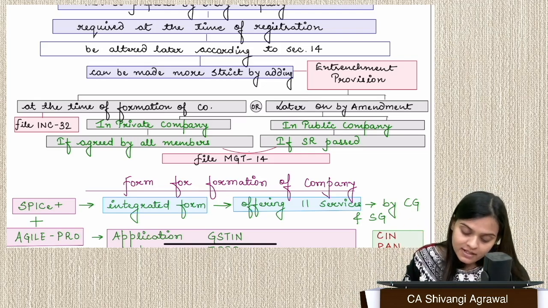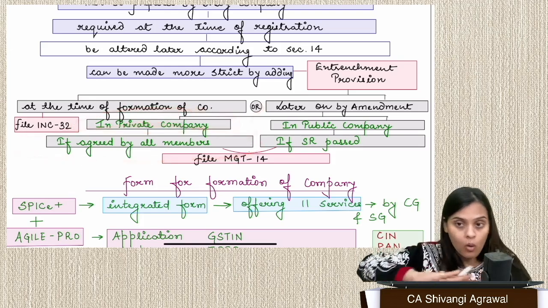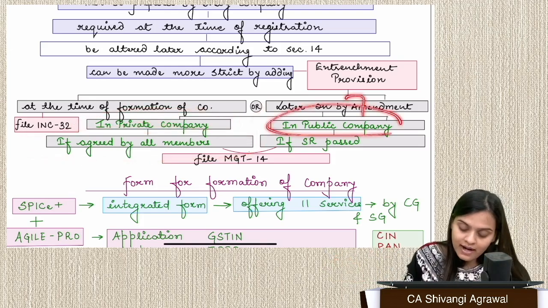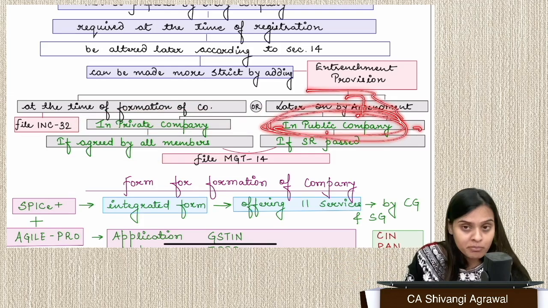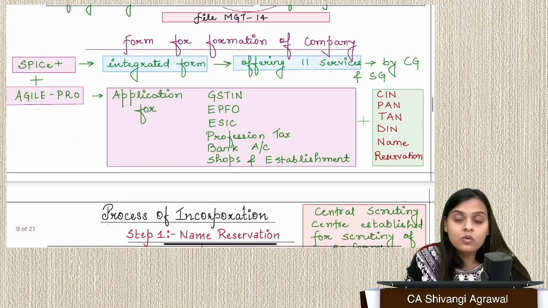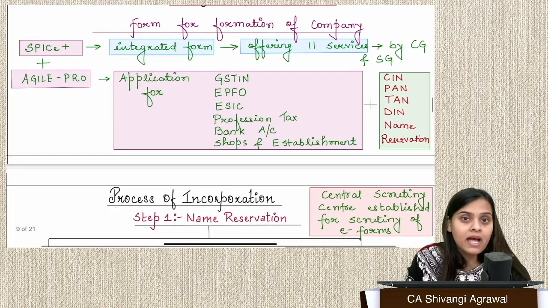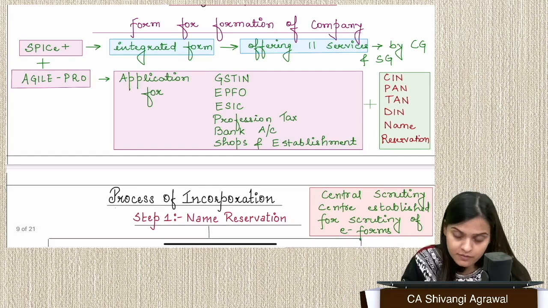So if you want to add entrenchment in a private company, then this has to be agreed by all the members. And if you want to add entrenchment later on by amendment in a public company, then you need to obtain SR, and you will file this with ROC in both cases. Okay, so you'll inform ROC about adding of entrenchment, right?